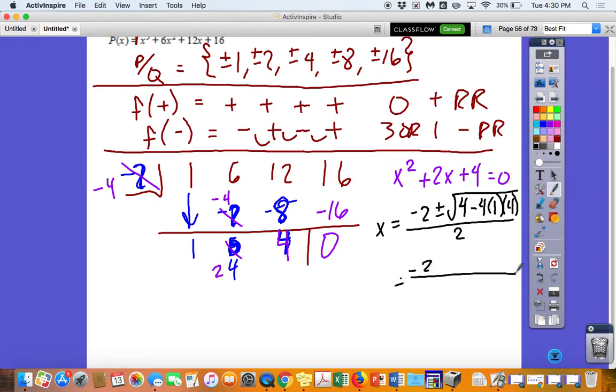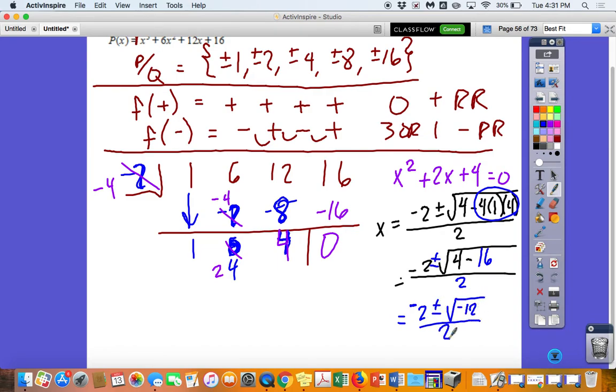So that means I have 4 minus, now always do this part first. There's only one negative, so that's going to be minus 16. That's the reason you couldn't factor it, because that's going to be the square root of a negative 12.